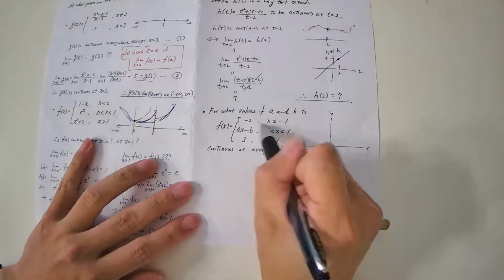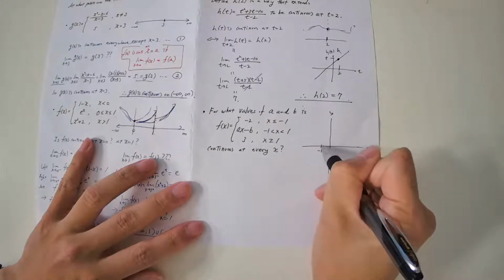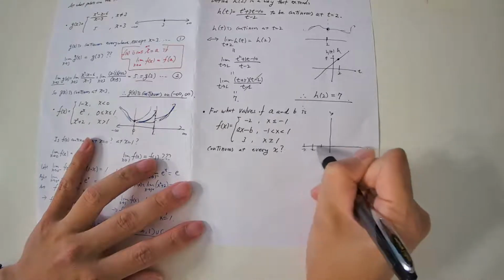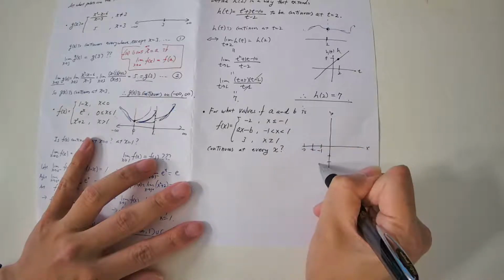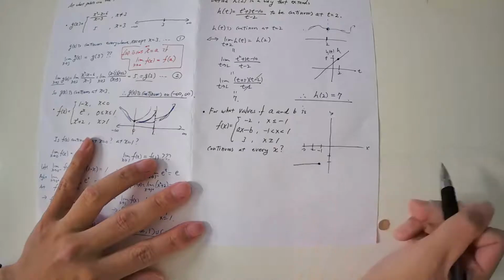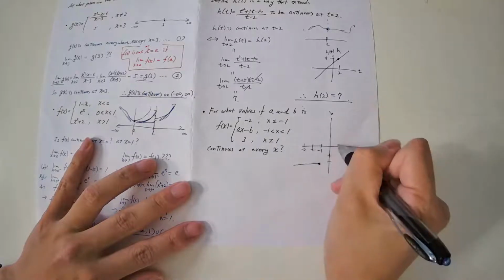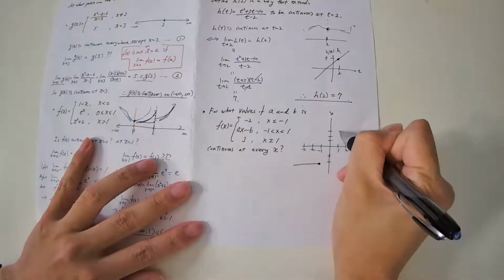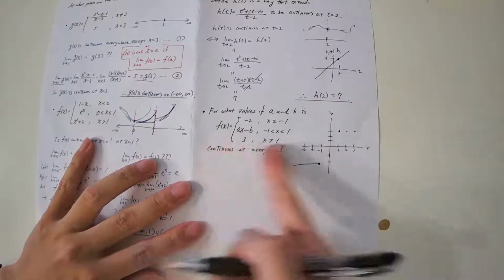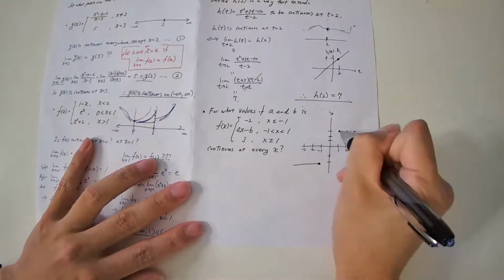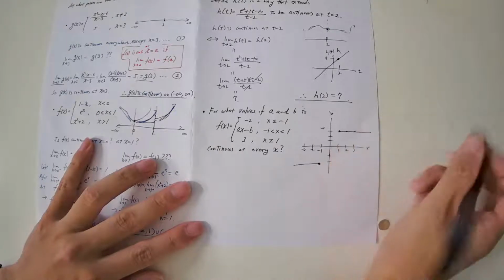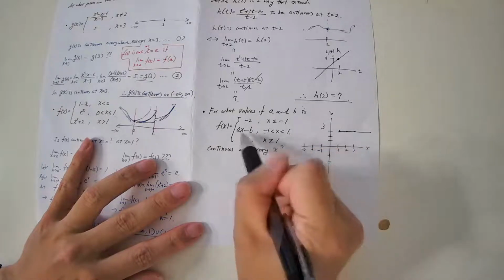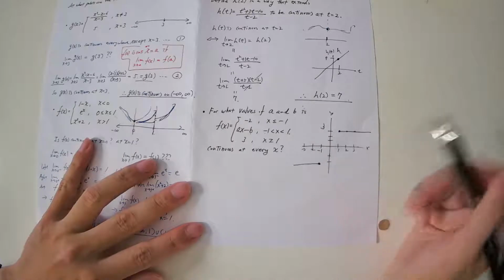So function f(x) is -2 for any x below -1. So when x is -1 or -2 or -3 or less than that, the y value is -2. So the graph looks like this. And for any x above or equal to 1, the y is 3. So f(1) is 3, f(2) is 3, f(3) is 3, f(4) is 3. Any value above 1, the y value is 3. This is 3.